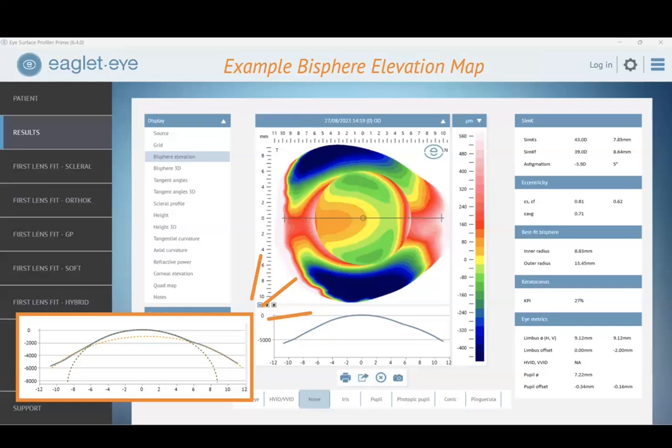It's built off of two different spheres, one being that scleral big ball, and then the other measurement is corneal shape, because those are often two totally different curves. And so that's why we do the bisphere elevation map with the two different areas, to give the most accurate elevation that's the most useful for contact lens fitting.